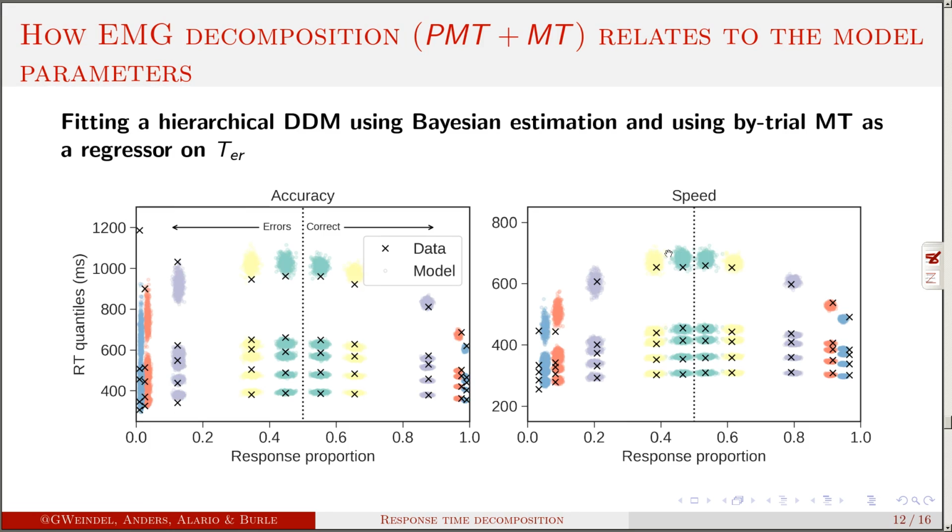So we then fitted a drift-diffusion model. This is a rather complex figure for which I would need more time to describe it fully, but it shows how the DDM predictions, the small dots, fit the data, the crosses. So this mainly shows that our model does fit the data pretty well.